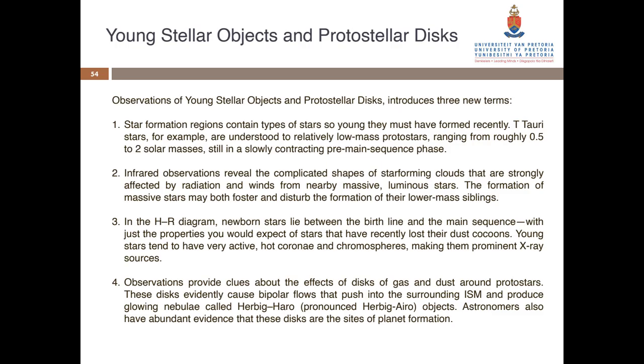So star formation regions contain types of stars so young they must have formed recently. We call them T Tauri stars. They are understood to be relatively low mass protostars ranging from 0.5 to 2 solar masses, still in a slowly contracting pre-main sequence phase. And infrared observations reveal the complicated shapes of star-forming clouds that are strongly affected by radiation and winds from nearby massive luminous stars. And the formation of massive stars may both foster and disturb the formation of the lower mass siblings.